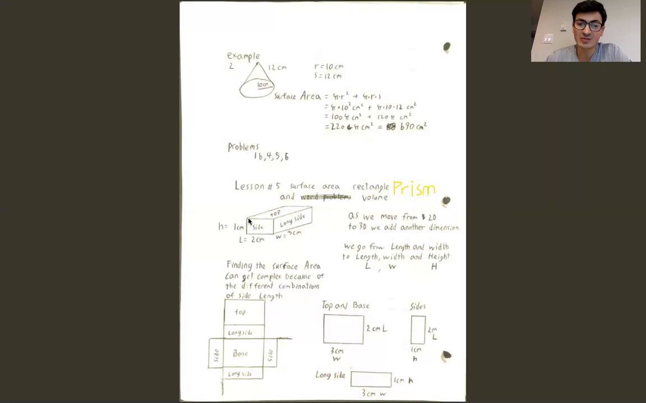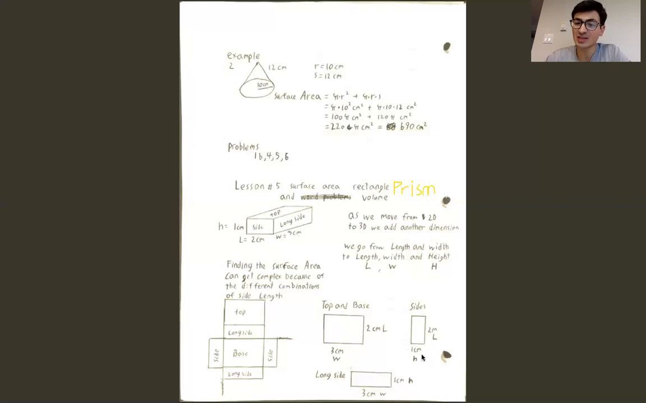So the top is defined by this length here and this length here, which is going to be my length, defined as 2 centimeters. This side length is the same as this side length here. So I'm going to have the length of 2 centimeters, and then the width of my top is going to be 3 centimeters. So that's how I'm going to define this first rectangle, 3 centimeters by 2 centimeters.